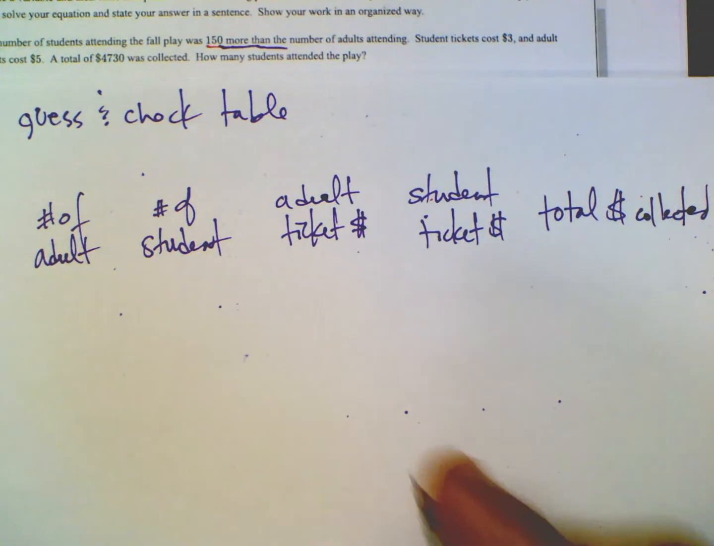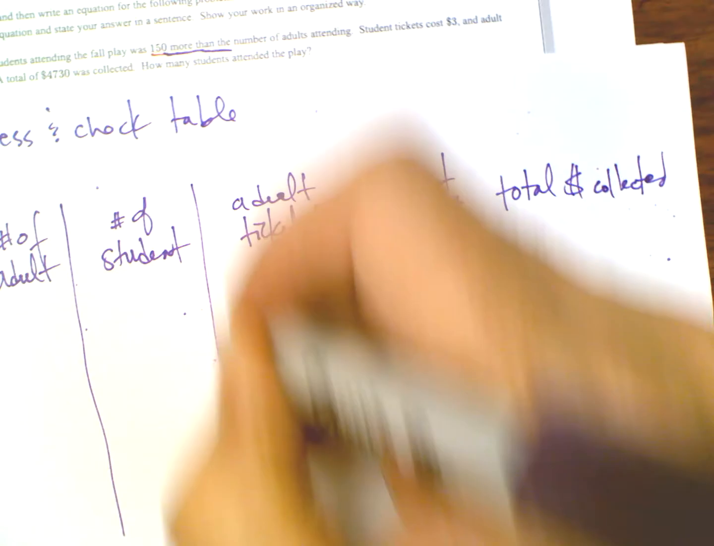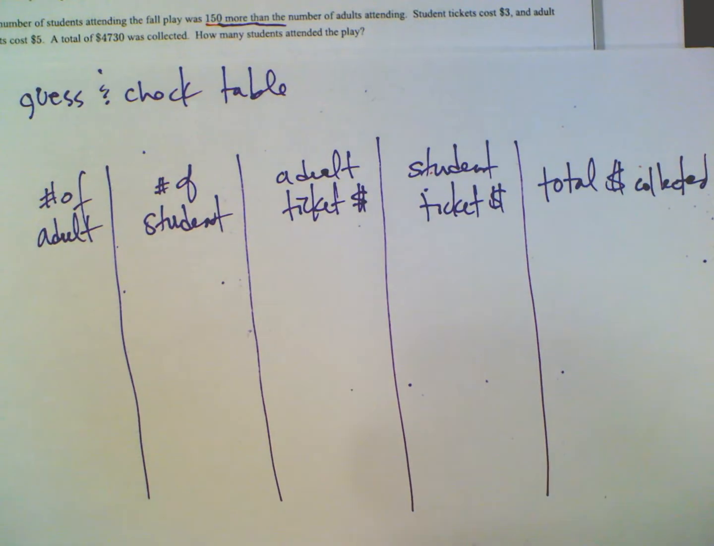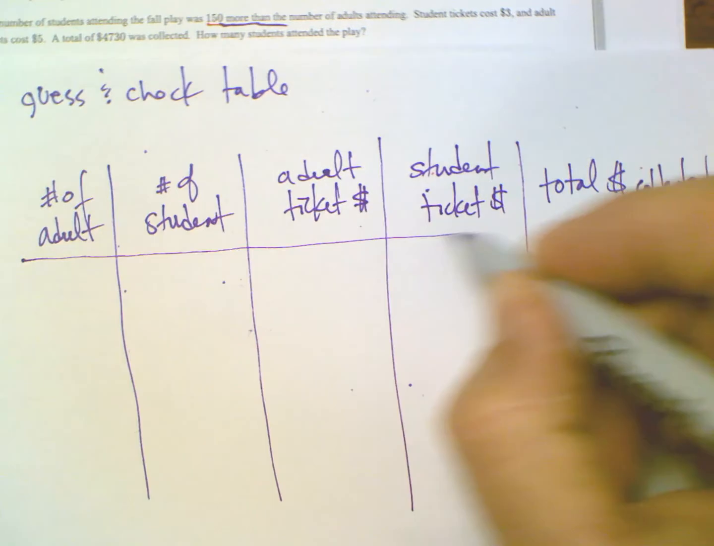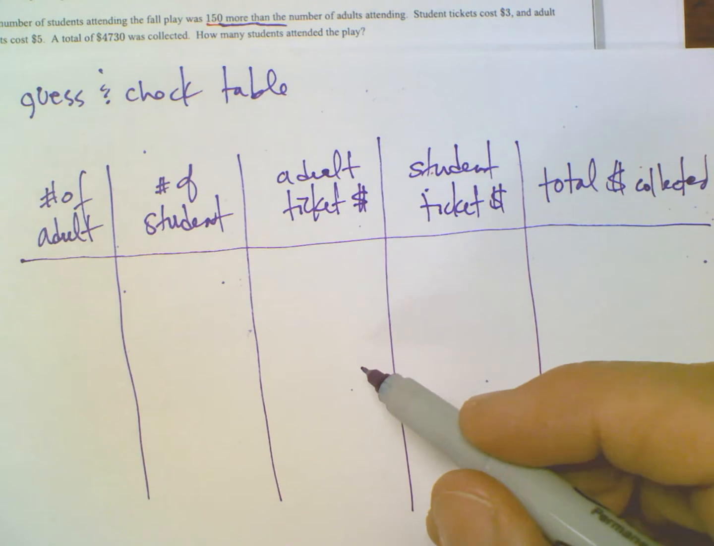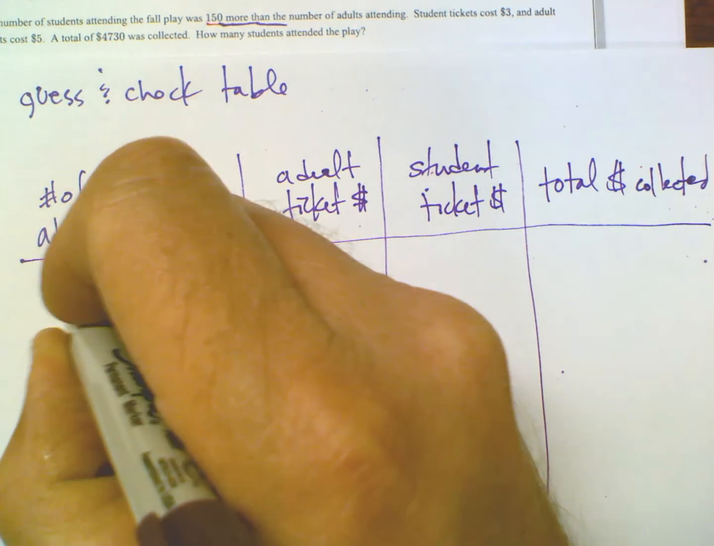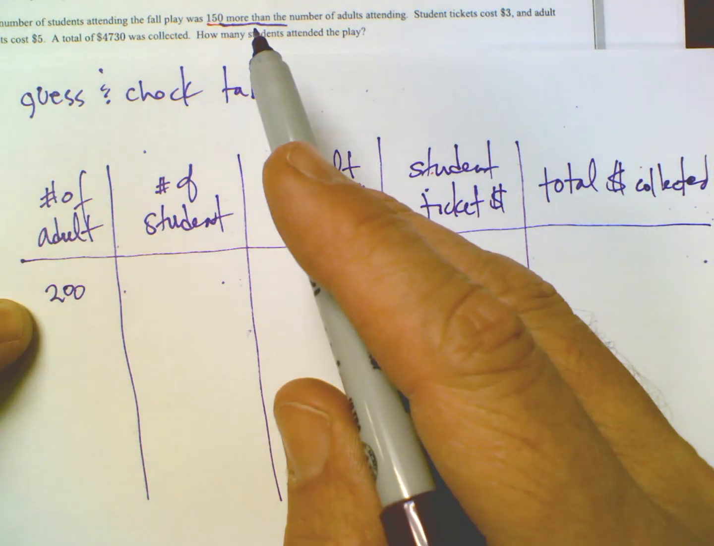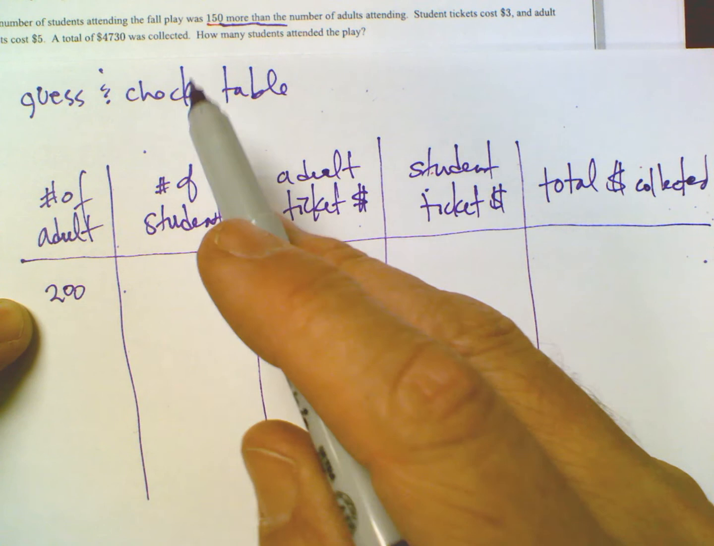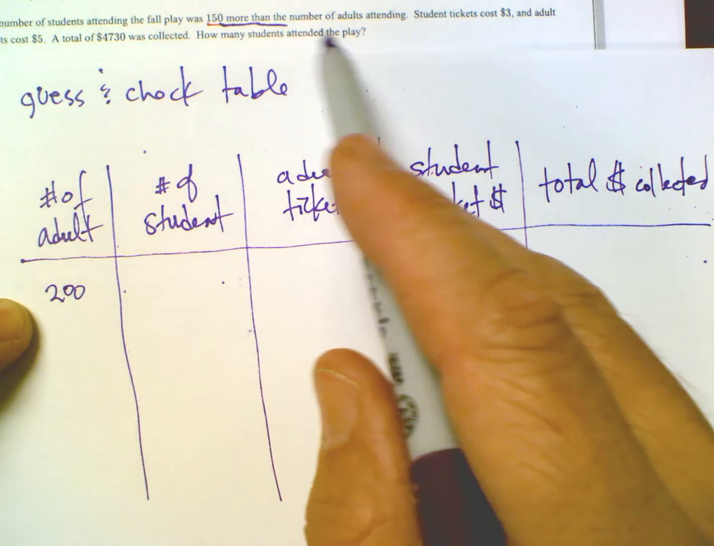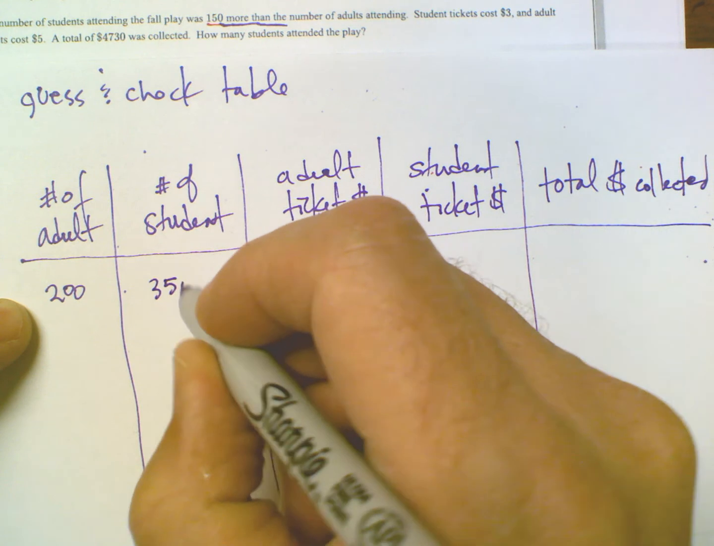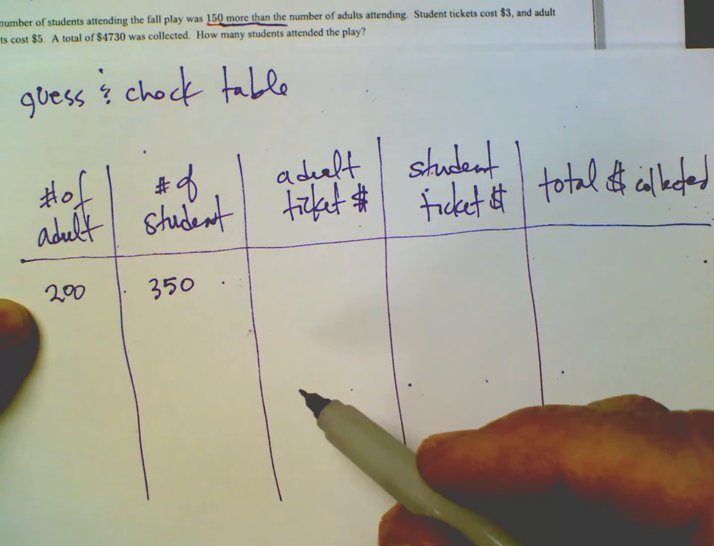All right, so here's what I've got. Let's just do some guessing, play around with some numbers, and see how far we can get. The first is to guess a number of adults. Let's start with, say, 200. We know there are 150 more students than adults. So if adults are 200, students are 350, 150 more.